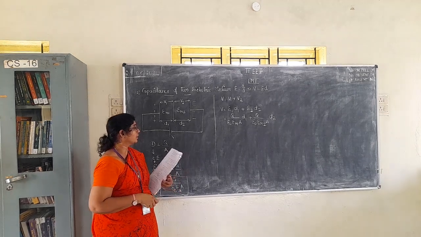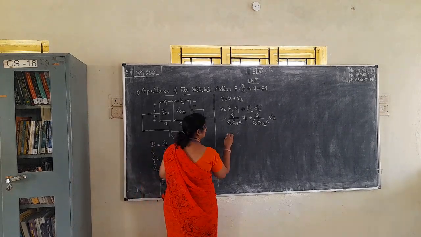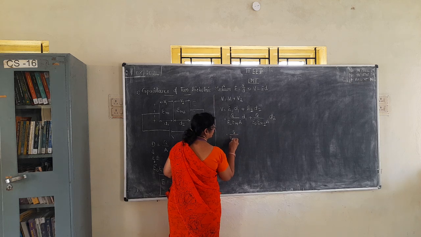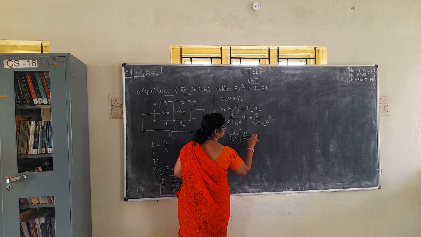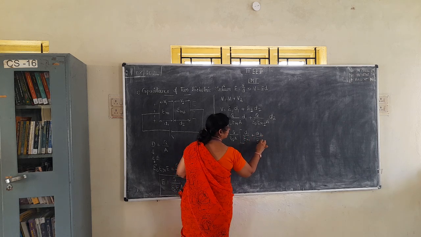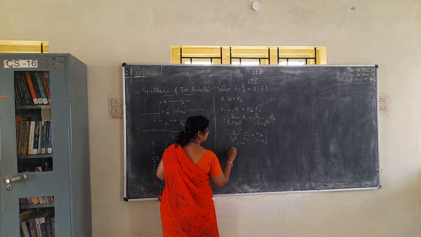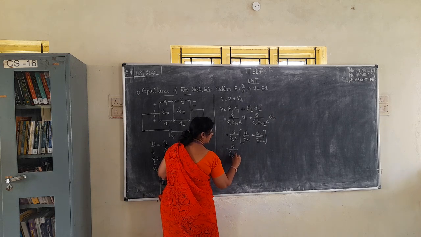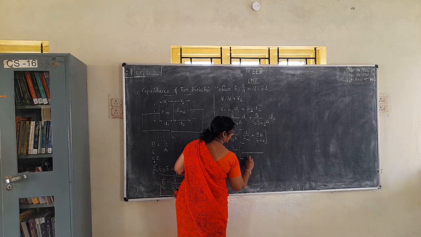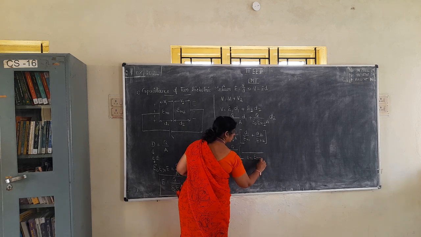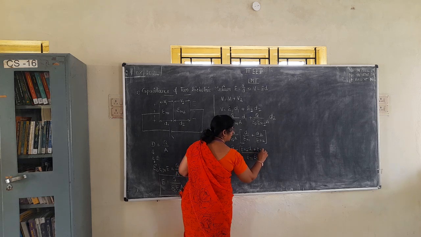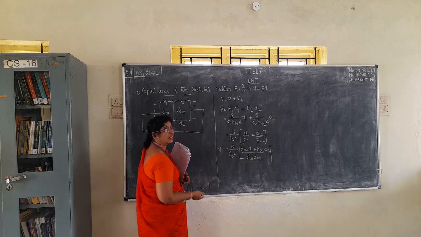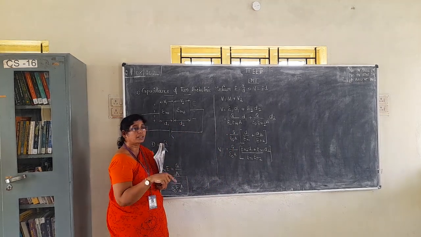From this expression we can take Q divided by epsilon naught A as a common term. Therefore it is d1 by epsilon R1 plus d2 by epsilon R2. Taking LCM, Q divided by epsilon naught A into epsilon R2 d1 plus epsilon R1 d2, all over epsilon R1 epsilon R2. Correct? So this is your V value. Actually we need to find the capacitance C.